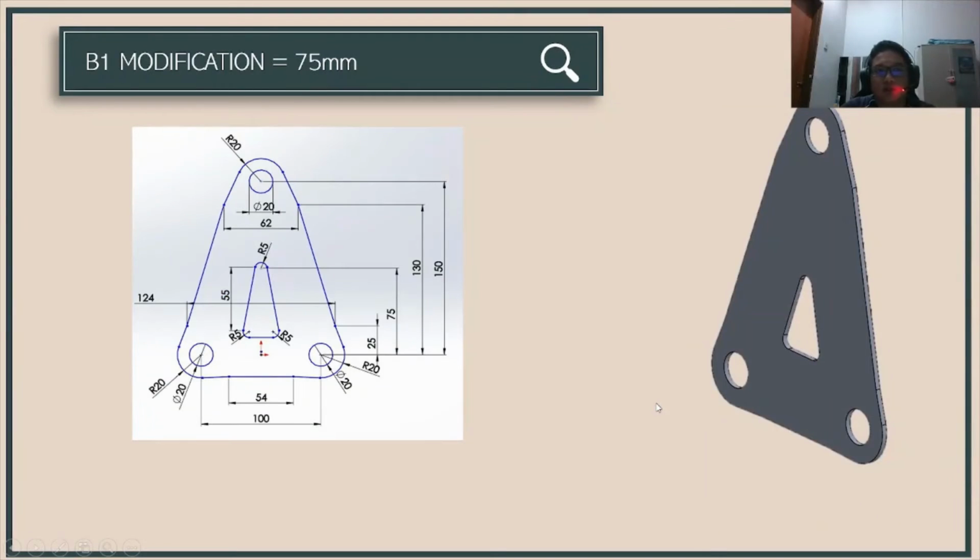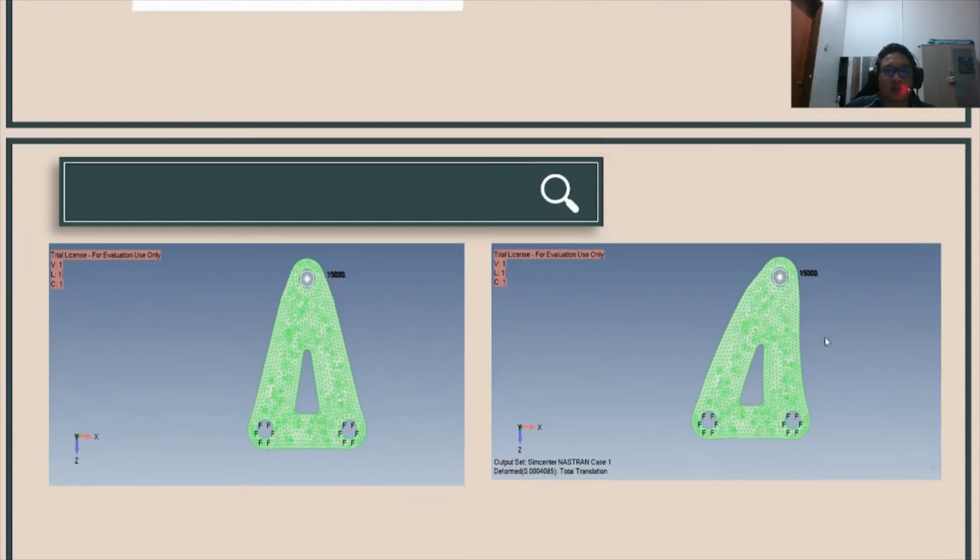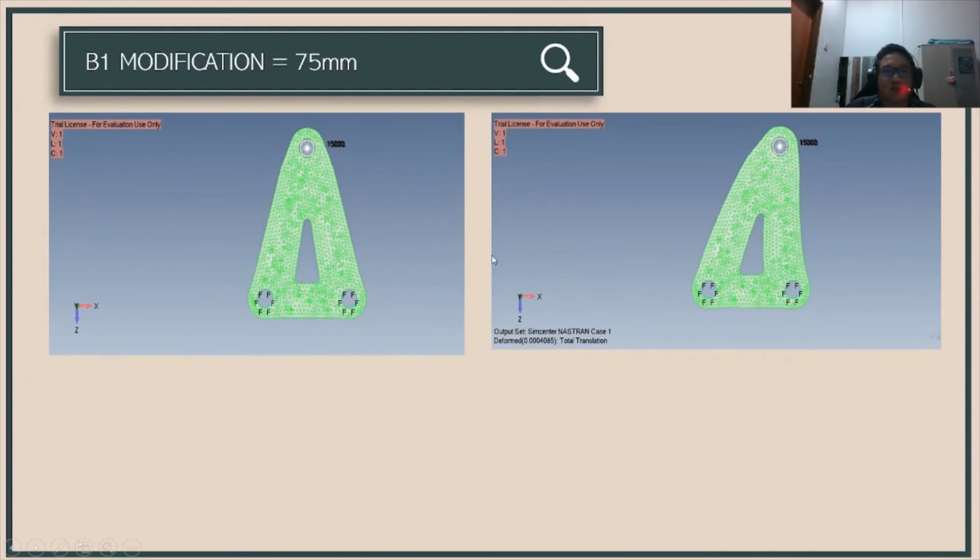Thank you. So next we go to B1 modification equal to 75 mm. The change we can see on the B1 dimension, and also the length from the top circle and the bottom circle, because the line is tangential. The others are still the same, and this will be the shape in 3 dimensions. For stress analysis, we use FEMAP, and it's just the same as before.